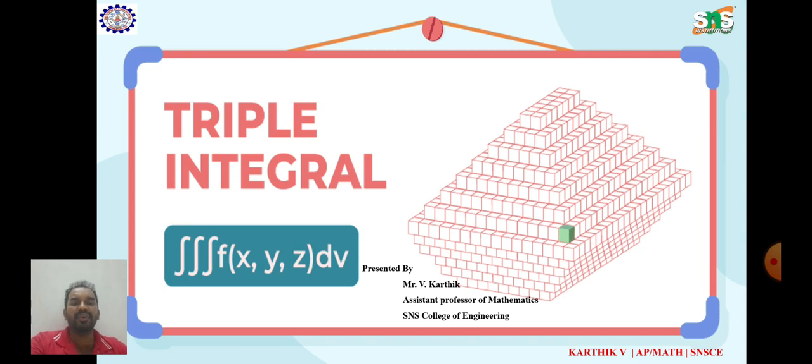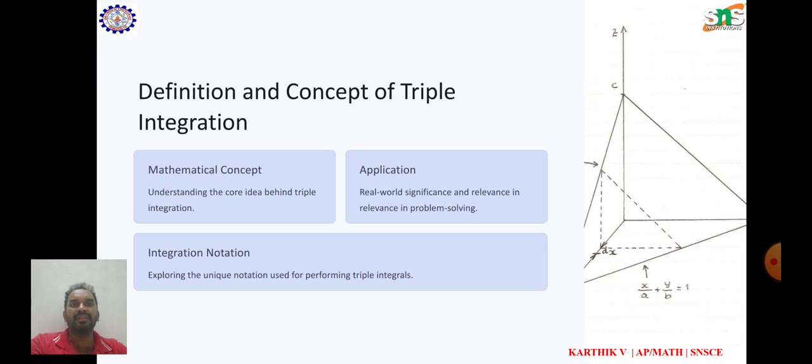In this lecture video, I will explain about triple integration. Definition and concept of triple integration. Triple integration is a mathematical operation that extends the concept of integration from 1 and 2 dimensions to 3 dimensions. In essence, it involves finding the accumulated effect of a function over a three-dimensional region in space. The basic idea is similar to single and double integration.